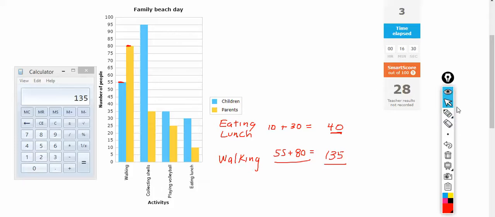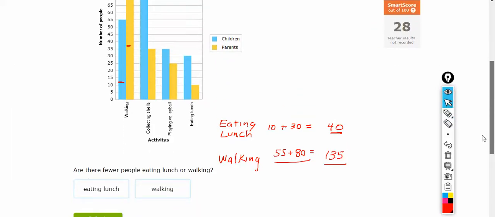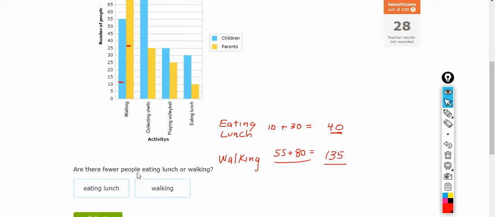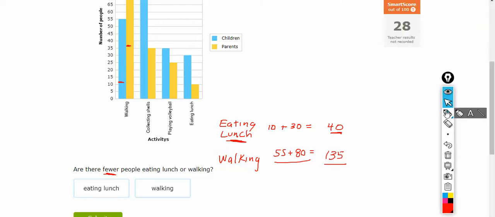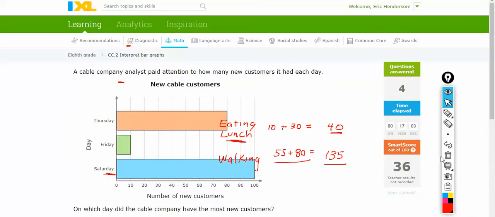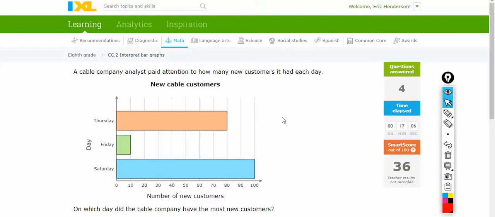So I would say, are there fewer people eating lunch or walking? That's kind of tricky because this says fewer. There are fewer people eating lunch, because this is the smaller number. So I'm going to go with eating lunch. All right, good. So you've got to read these very carefully.